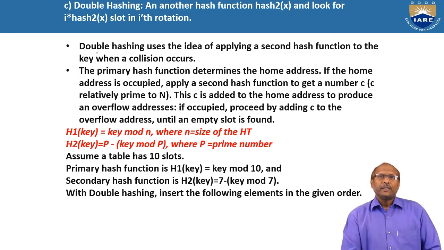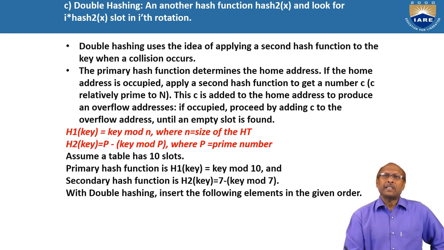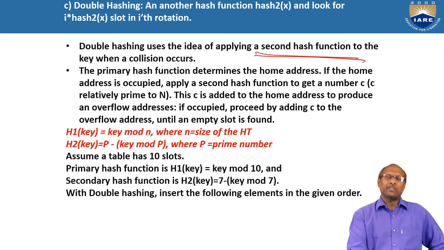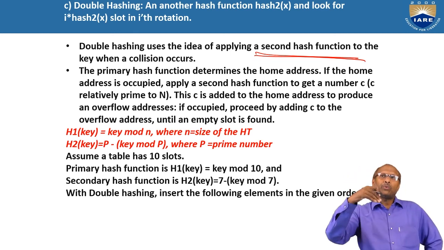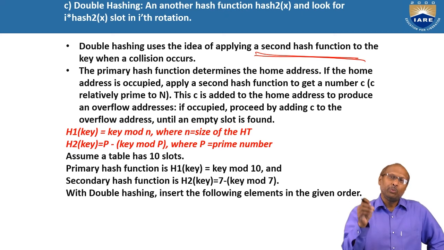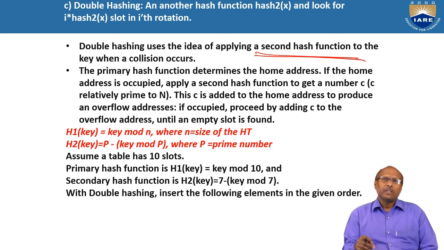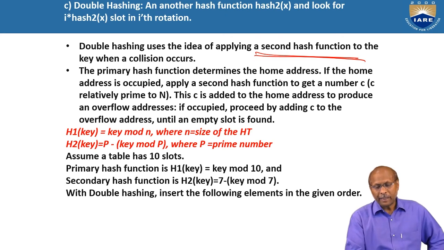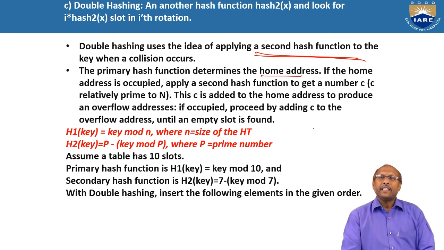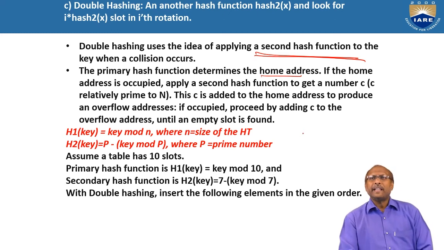First you go through this. Double hashing uses the idea of applying a second hash function to the key when a collision occurs. Instead of checking slot by slot, you apply one more hash function. That hash function will give you a new position, and in that position, you store the value. The primary hash function determines the home address. If the home address is occupied, apply the second hash function to get a number C relatively prime to n. This C is added to the home address to produce an overflow address. If occupied, proceed by adding C to the overflow address until an empty slot is found.